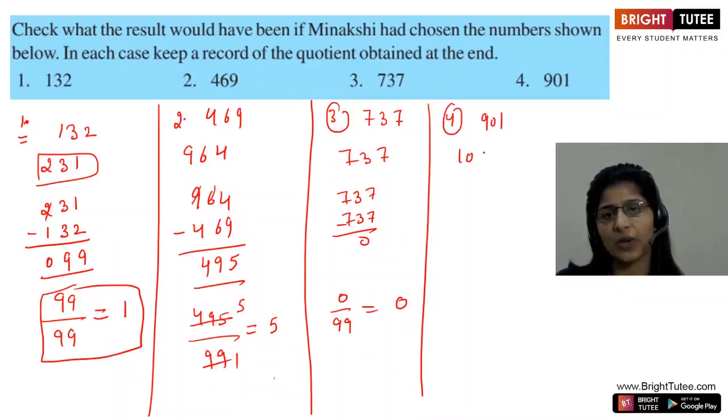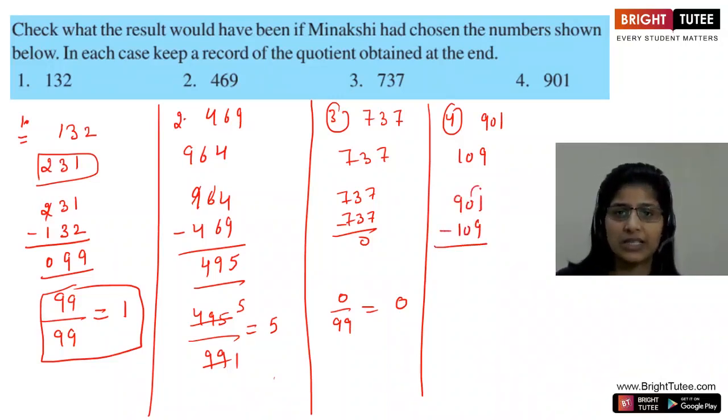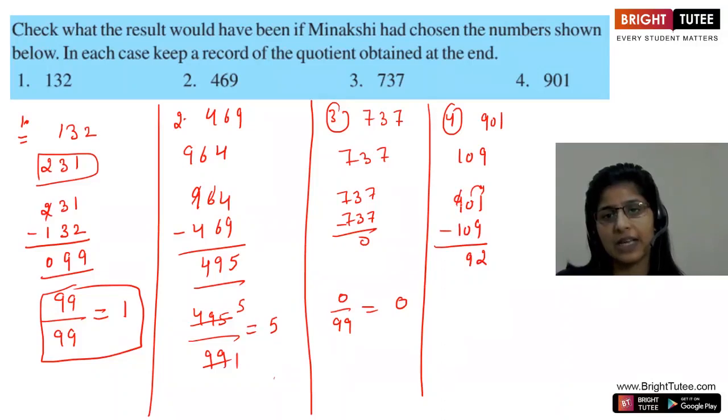Reversing the digits, we get 109. So from 901 subtract 109, right? So here, just to see, it is 11. 11 minus 9, you get 2. Here it is 9, here it is 8. 8 minus 1 is 7. So 792 is to be divided by 99.